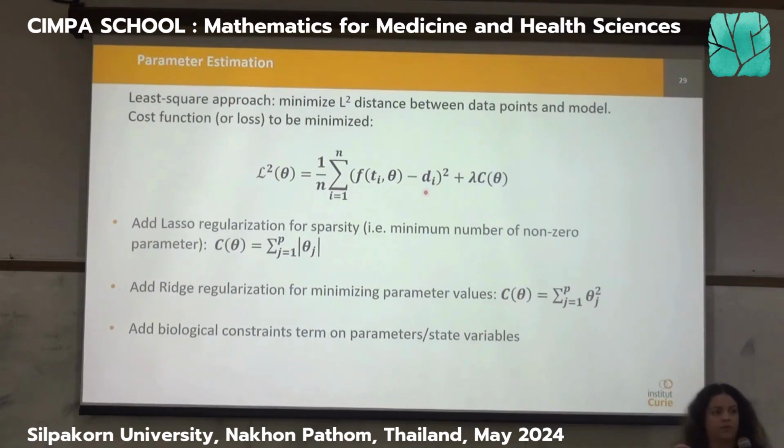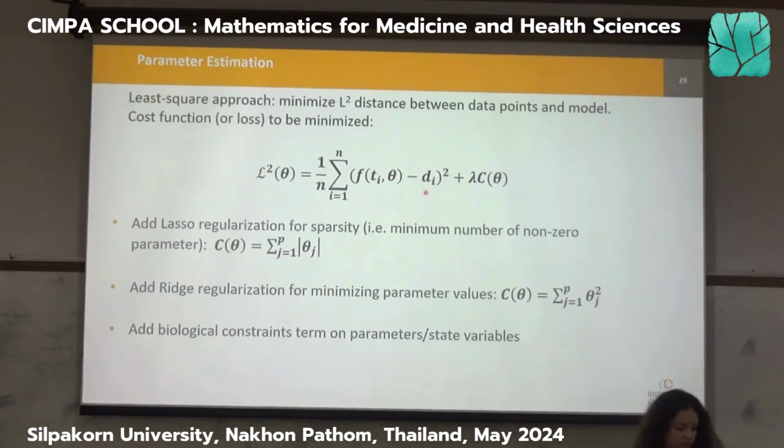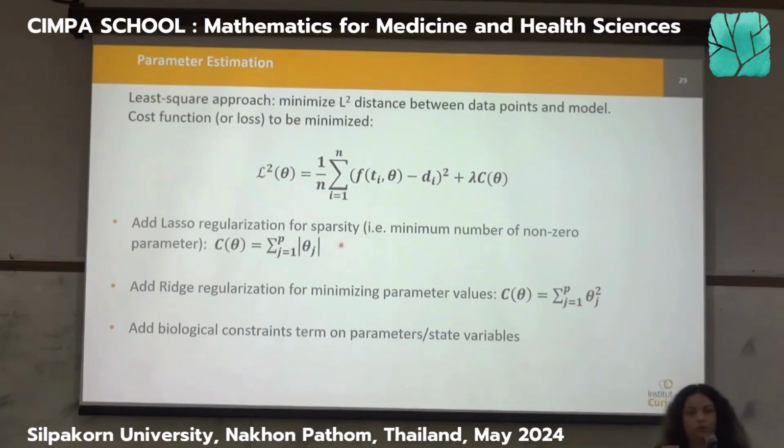Let's say that you think that you have a mathematical model that is too large, for instance, or if you want to investigate the most important parameters, you would include this sparsity regularization, the lasso regularization, L1 here, to force the system to put as many parameters as possible to 0. This is called sparsity.